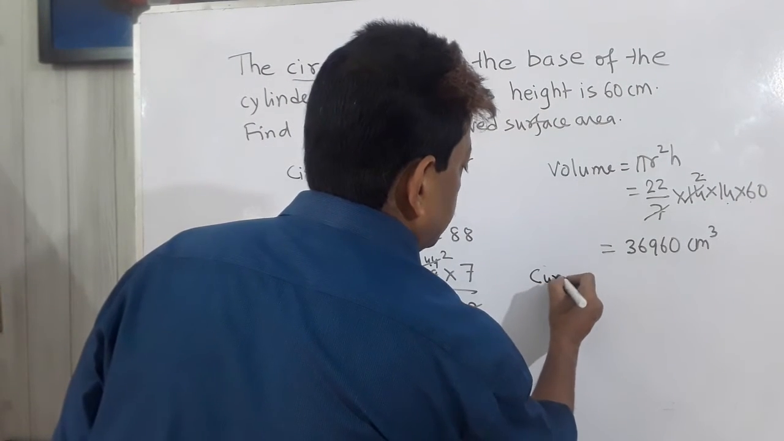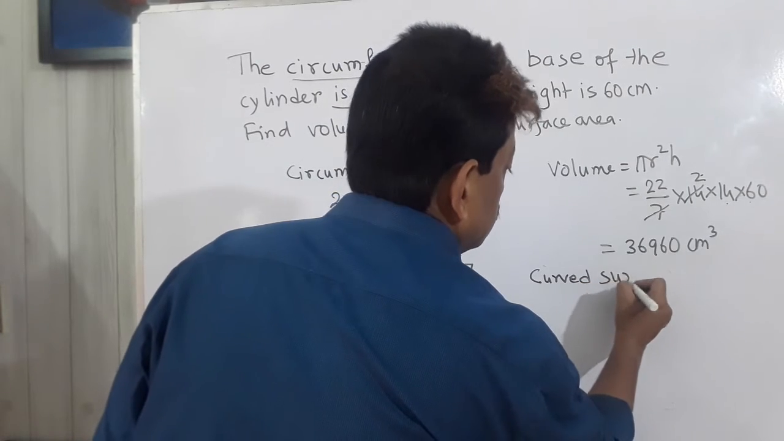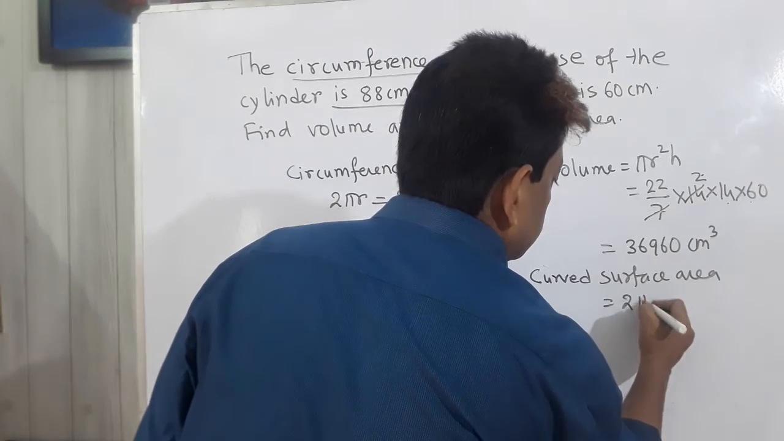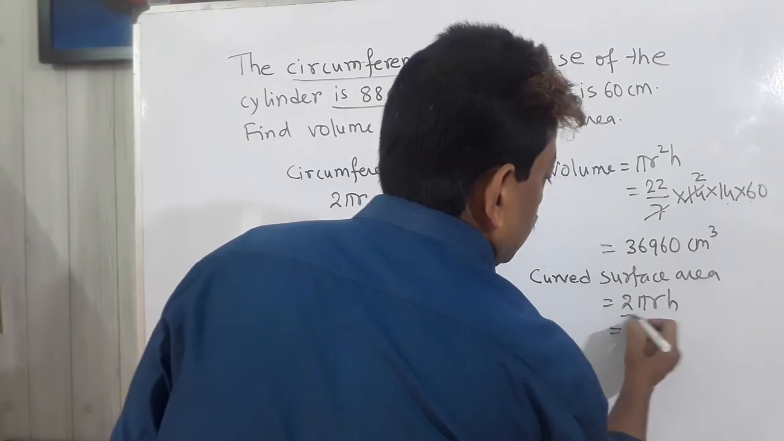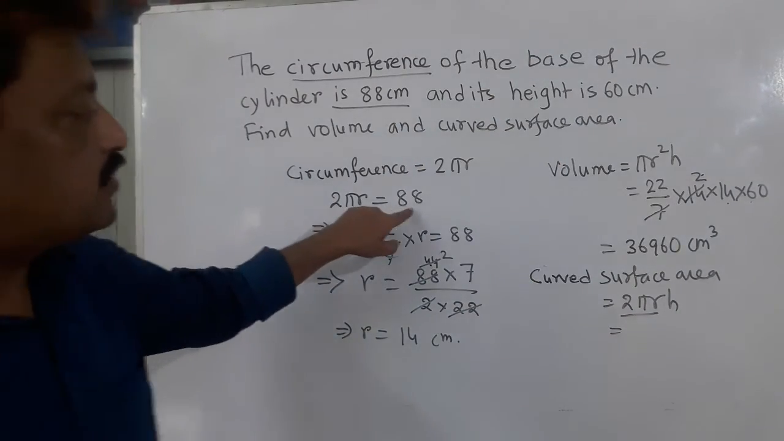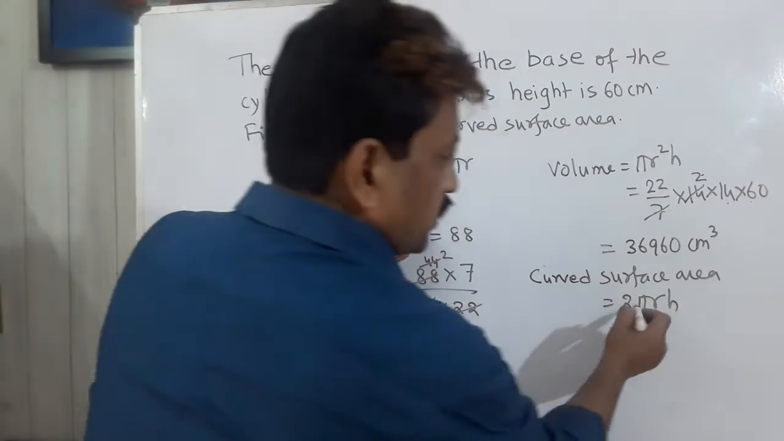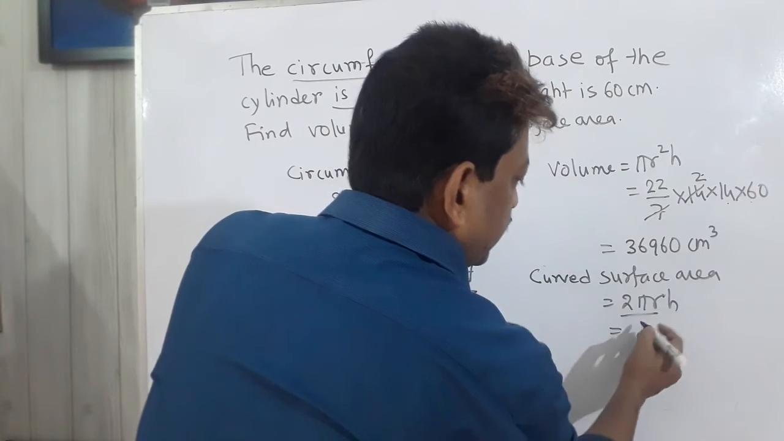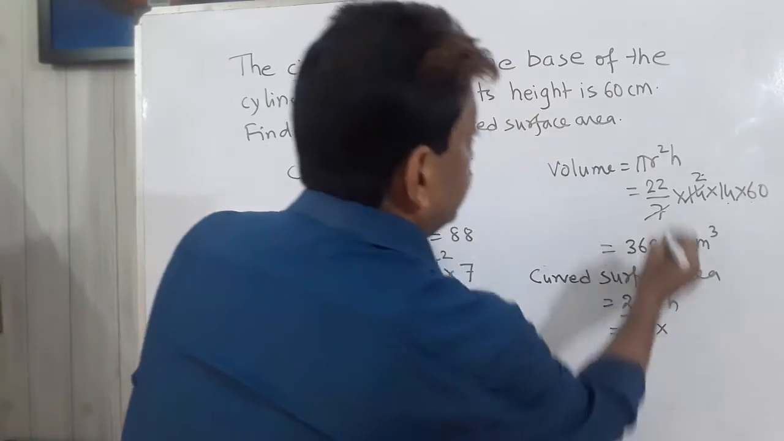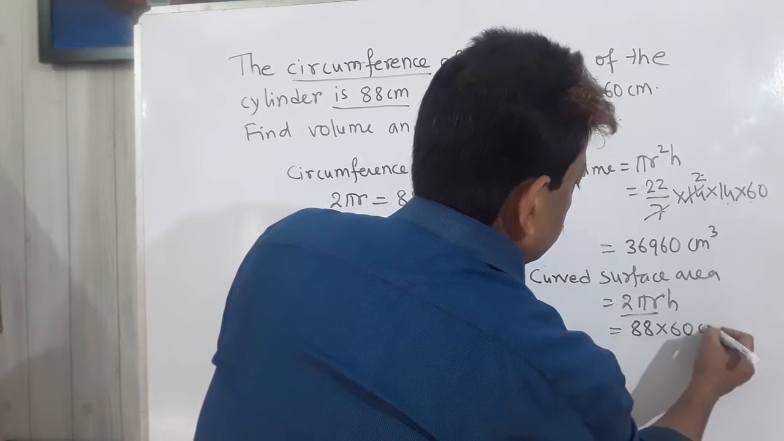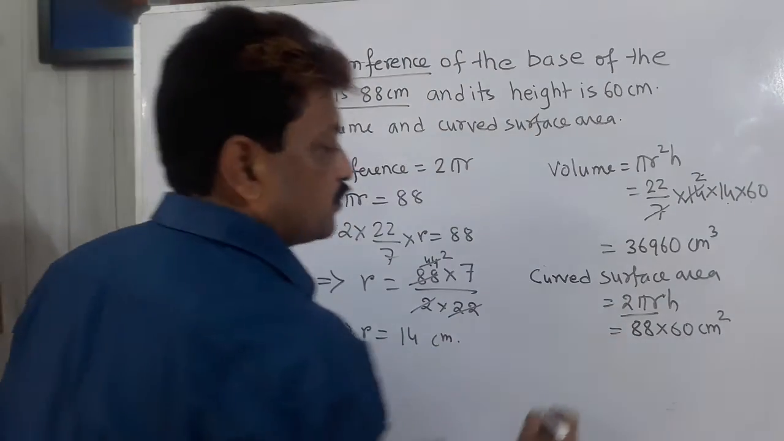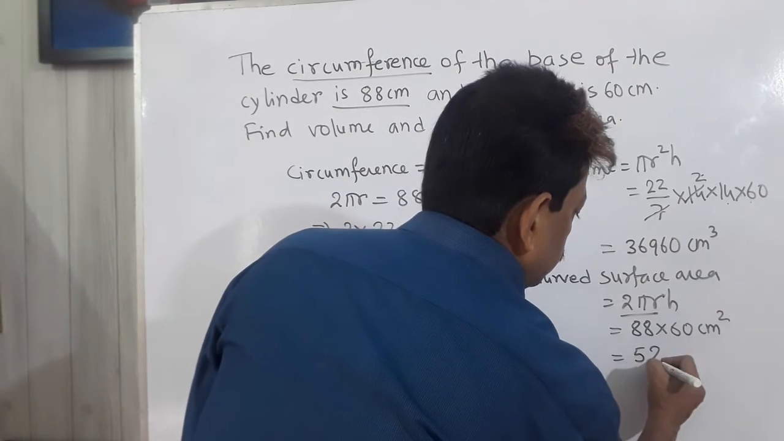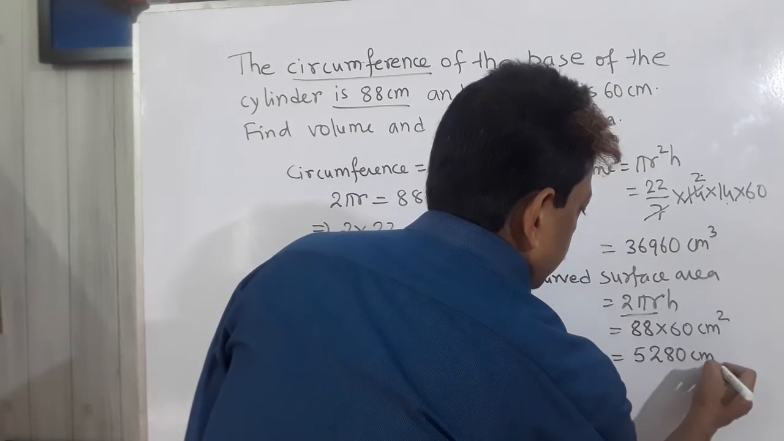So curved surface area equals 2 pi r h. So here the value of 2 pi r is already given as 88. So instead of putting all the values and calculating, I am directly putting 88 in place of 2 pi r. 88 and height is 60. So it is 88 into 60 centimeter square, that is 5280 centimeter square.